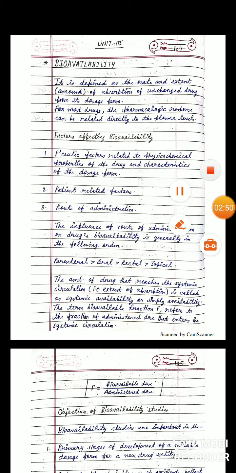So, if we see the bioavailable fraction, that is F, it refers to the fraction of the administered dose that reaches the systemic circulation. So, F is the bioavailable fraction, which is equal to the bioavailable dose upon the administered dose.